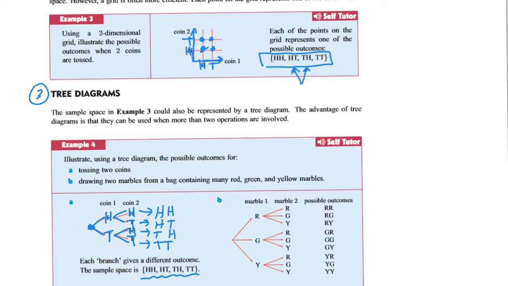If we have marbles and we draw from a bag of marbles that are red, green, or yellow, well, marble 1 could be red, green, or yellow. So if we start with a dot on the very left, there would be 3 branches with red, green, or yellow.